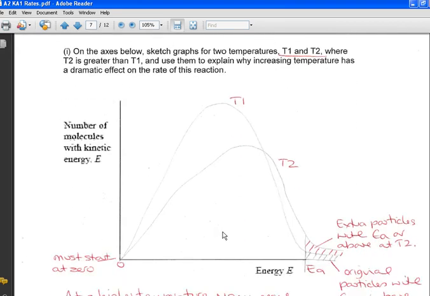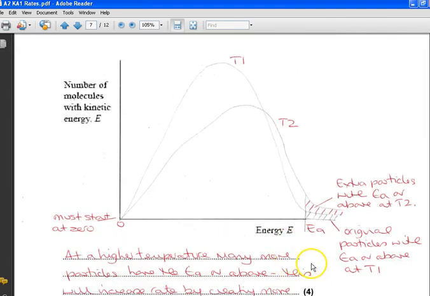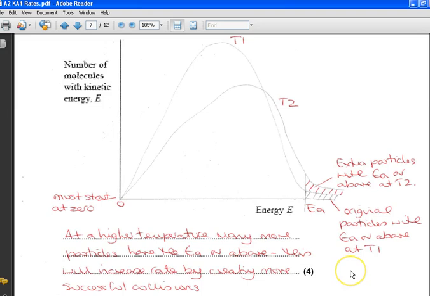Okay. Right, yeah, some of you fell down on this, and you shouldn't really: drawing a Boltzmann distribution and then just giving a quick explanation. You know, it's 4 marks. You get most of them from doing the correct drawing.